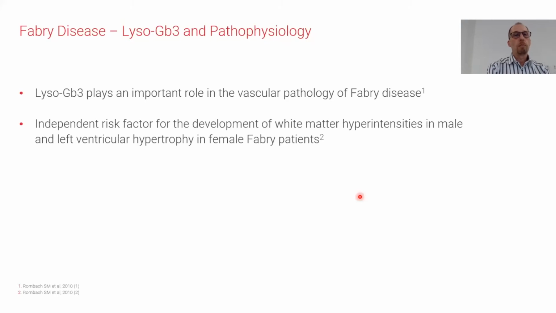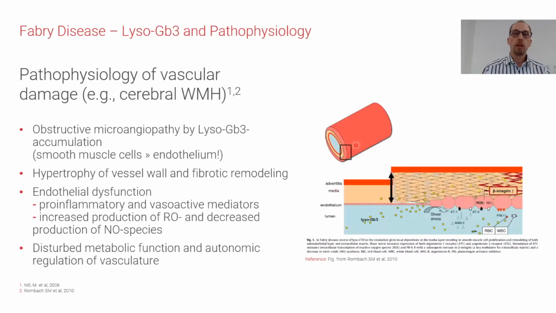What do we know about the role of lyso-GB3 in the pathophysiology of Fabry disease? We know that lyso-GB3 plays an important role in the vascular pathology of the disease. It has been shown that lyso-GB3 is an independent risk factor for the development of the so-called white matter hyperintensities in males, and a risk factor for the development of left ventricular hypertrophy in female Fabry patients. Let's have a closer look at the vasculature, especially the cerebral white matter hyperintensities and the role of lyso-GB3.